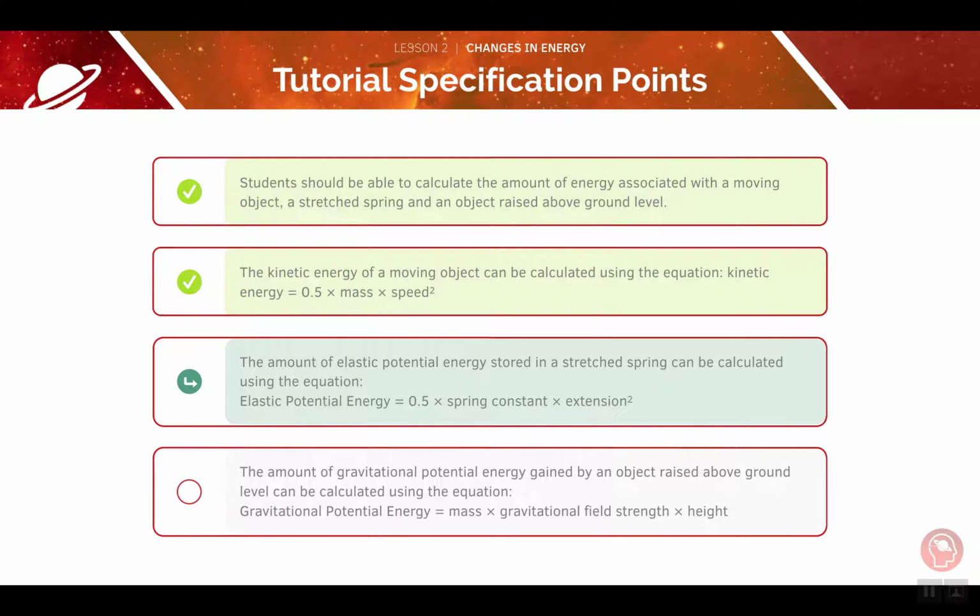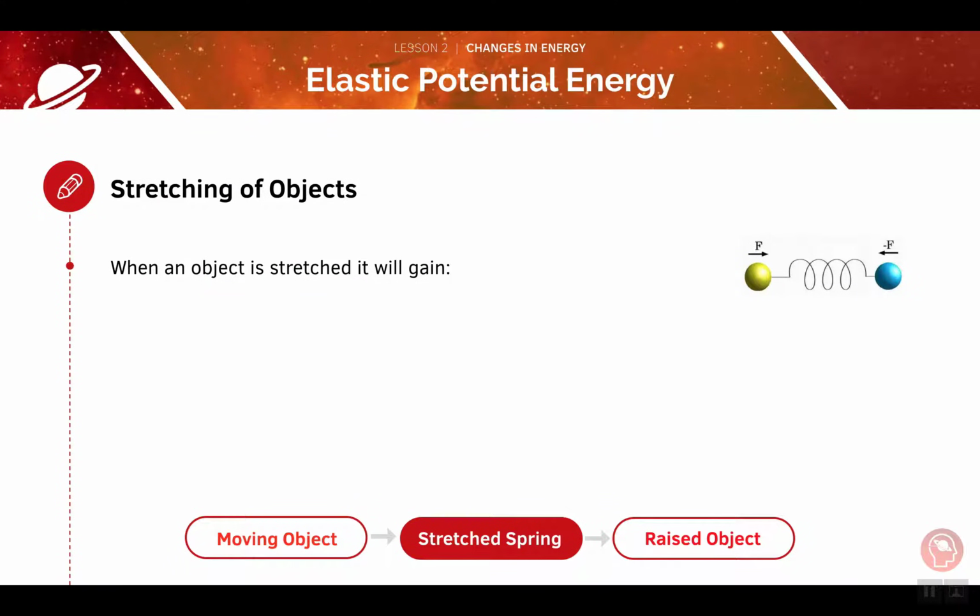We've now completed the first two specification points in this section, so we'll move on to the next one. This concerns the concept of elastic potential energy. When we stretch an object, it will gain elastic potential energy. This is shown in the stretched spring.